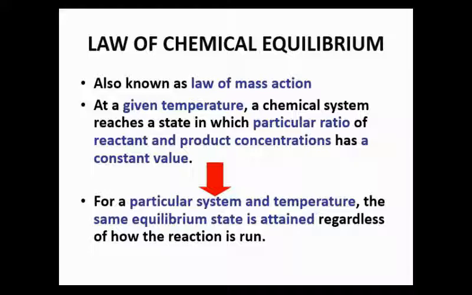Do you know what is the law of chemical equilibrium or law of mass action? At a given temperature, a chemical system reaches a state in which the particular ratio of the reactant and product concentrations has a constant value. For a particular system and temperature, the same equilibrium state is attained regardless of how the reaction is run. It means regardless of how we do the reaction, the same equilibrium will be attained.